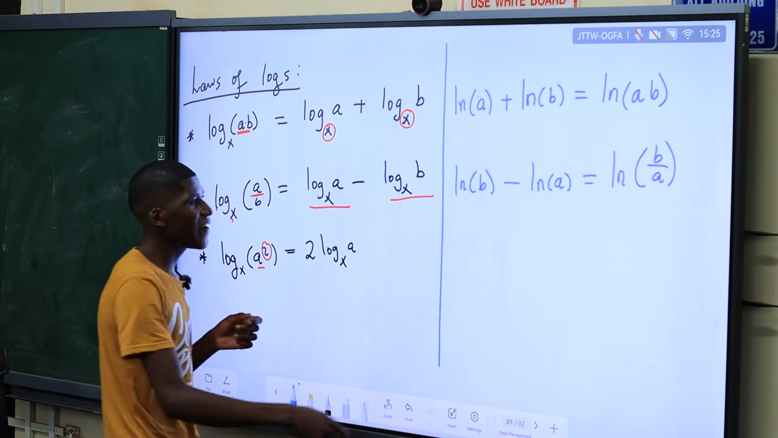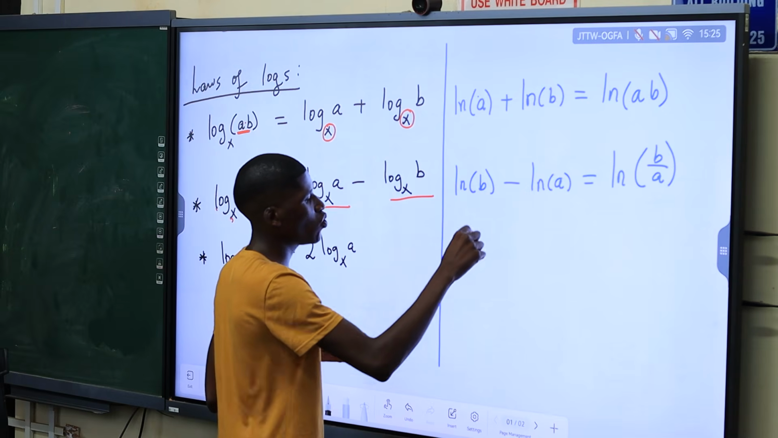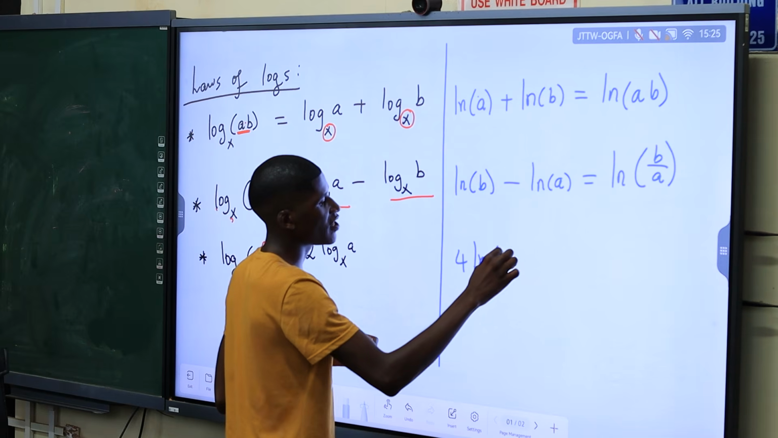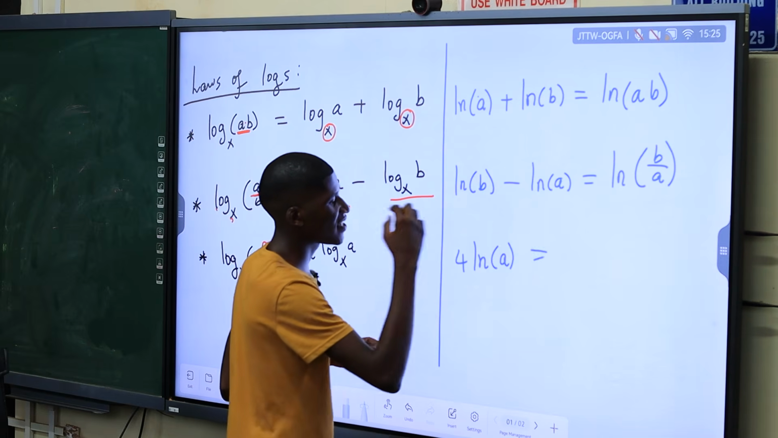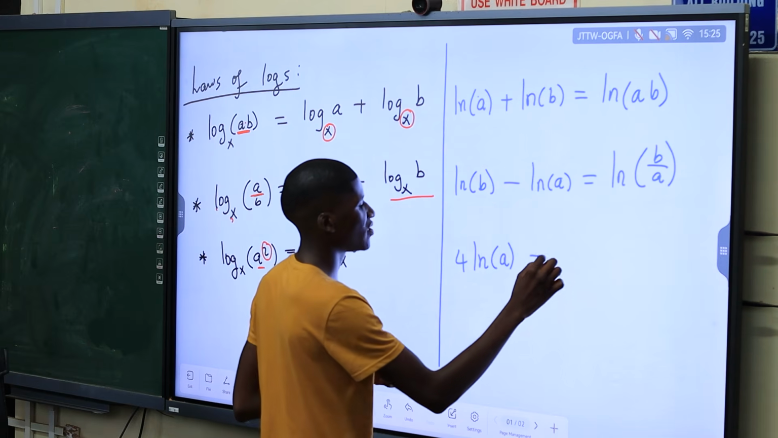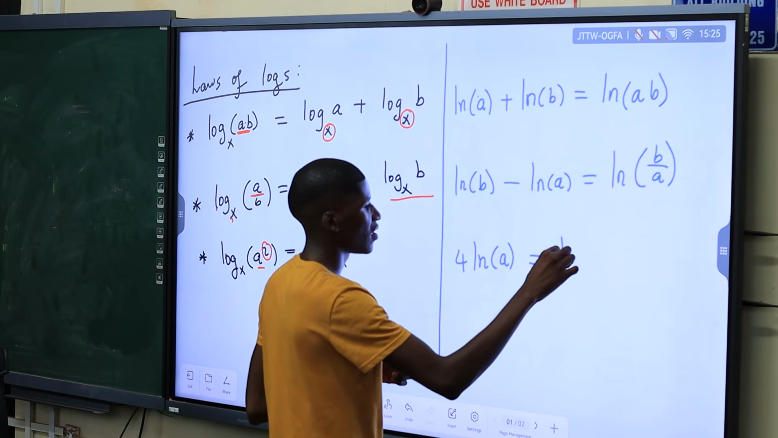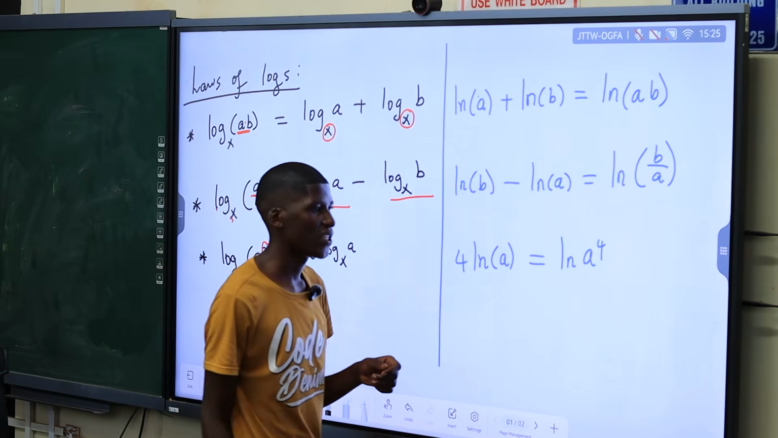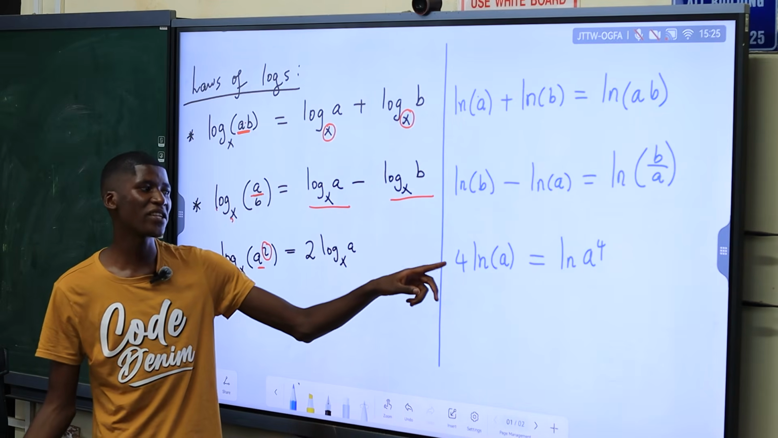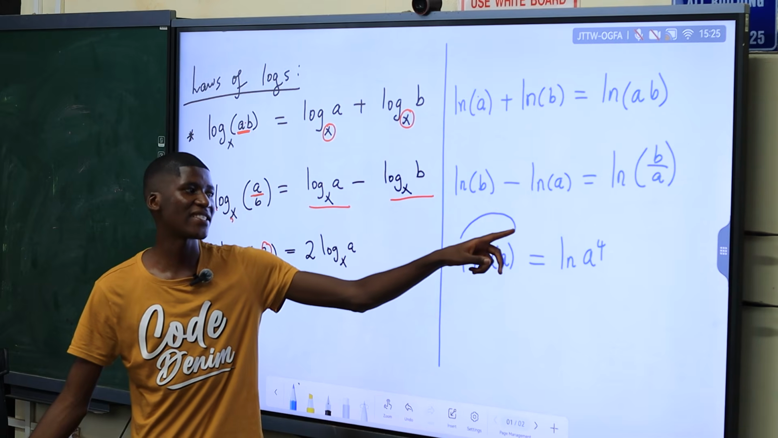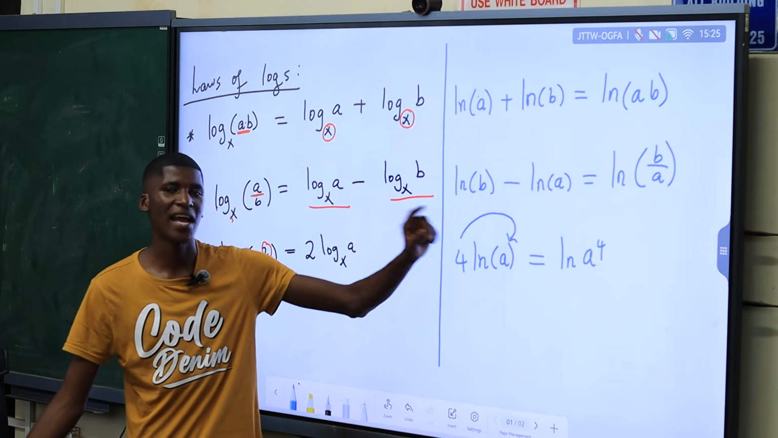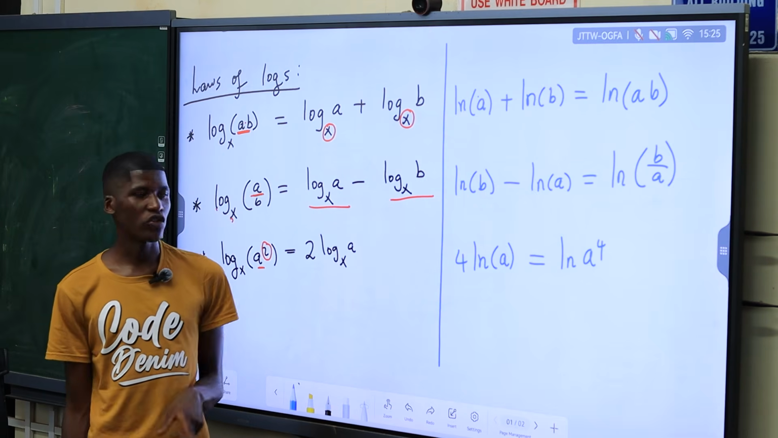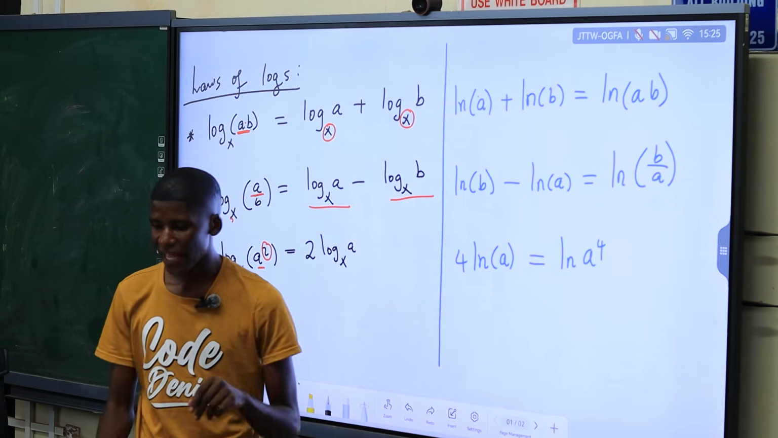And then the third one: maybe you have, let's just say, 4 ln of A. What is this equivalent to if we apply these laws? ln of A to the power of 4. Yes. So you can put it as a coefficient, or you can just transport it, with the exponent inside the argument. So these laws apply.